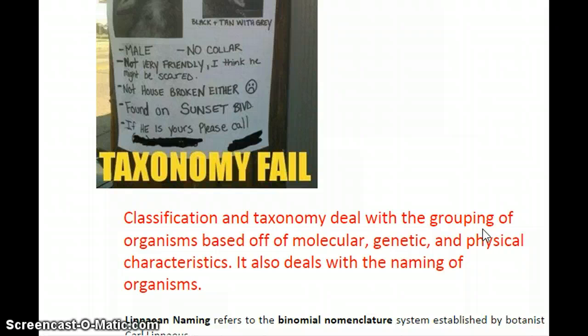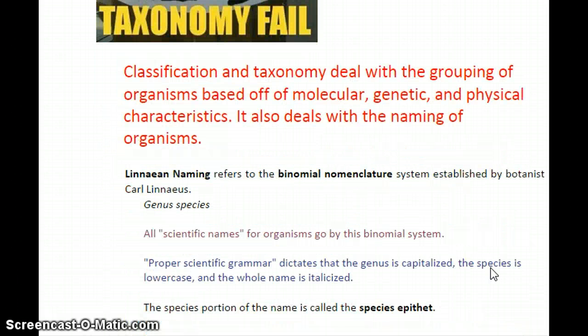When we talk about classification and taxonomy, we're dealing with the grouping of organisms based off of molecular, genetic, and physical characteristics. And it also involves naming, and so that's going to be a big part of this. How do we come up with the names for organisms that we do? So the biggest system that we use today, in fact really the dominant one, is Linnaean naming.